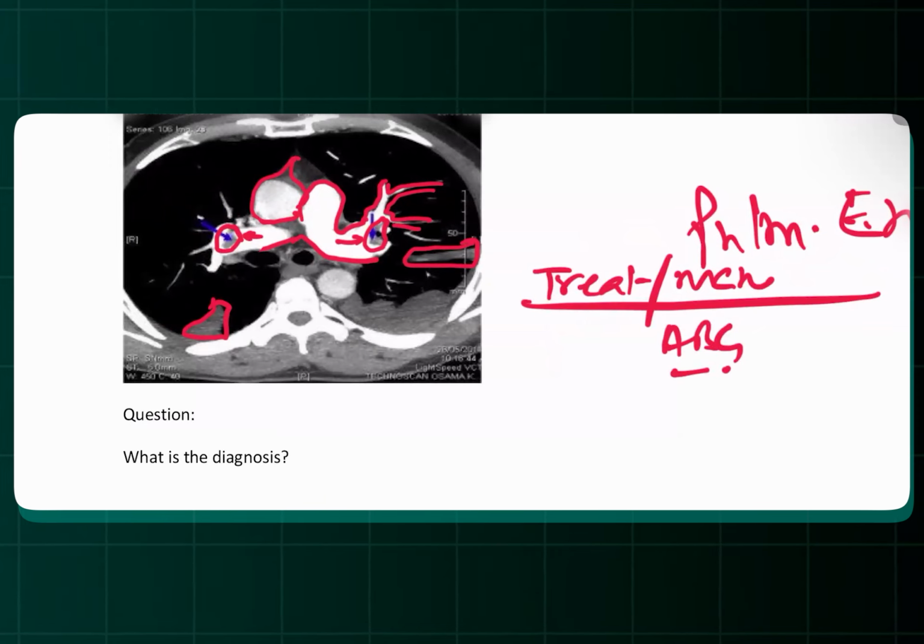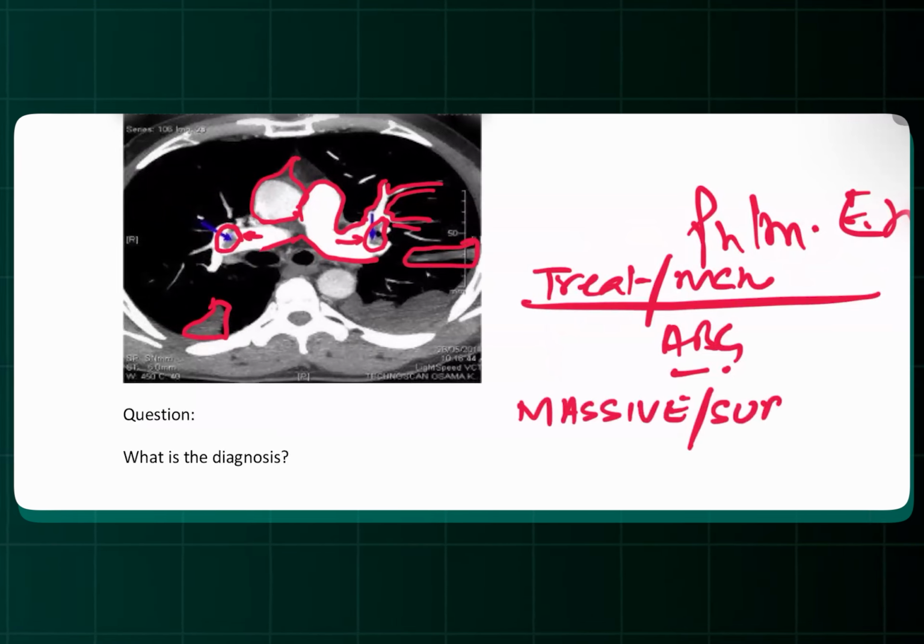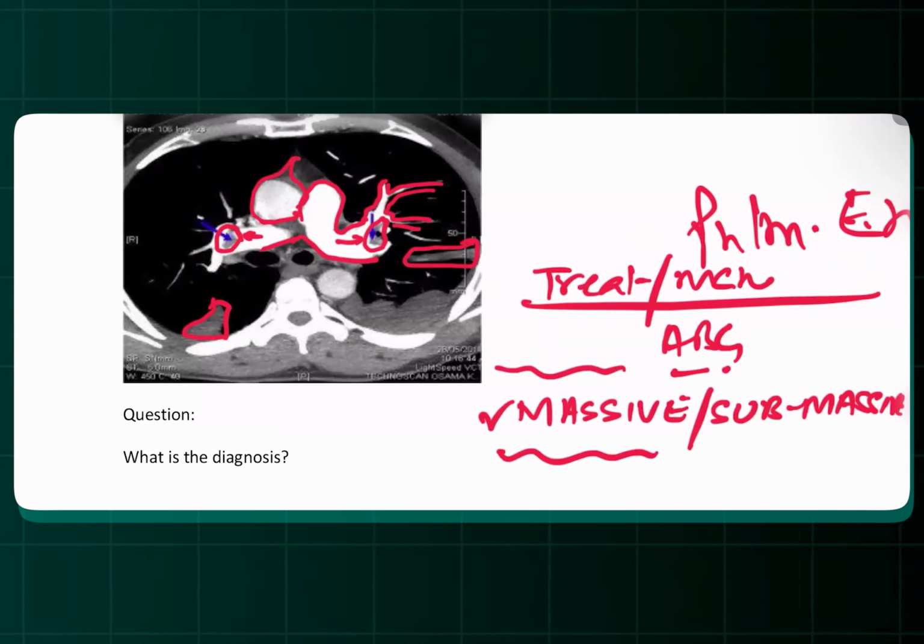If the patient is hemodynamically stable, with no hypotension, then there will be no indication for thrombolysis. Rather, just start therapeutic anticoagulation. If it is a massive or submassive pulmonary embolism, then you have to immediately do something or else the patient will die.